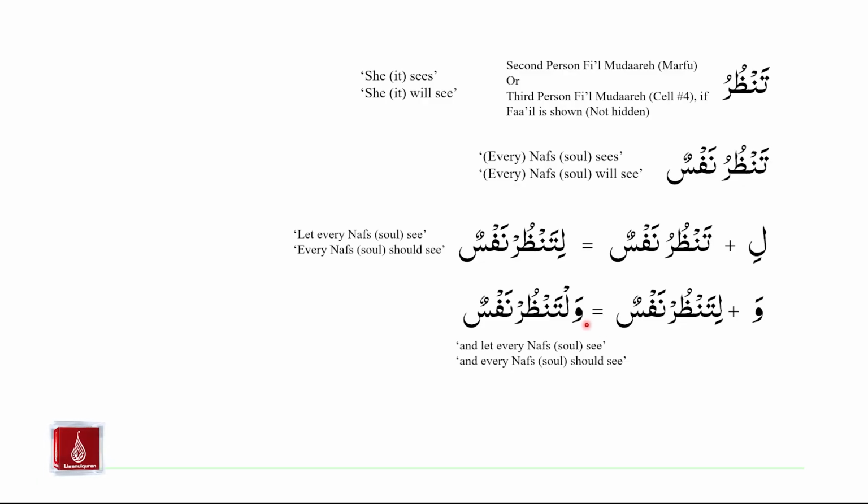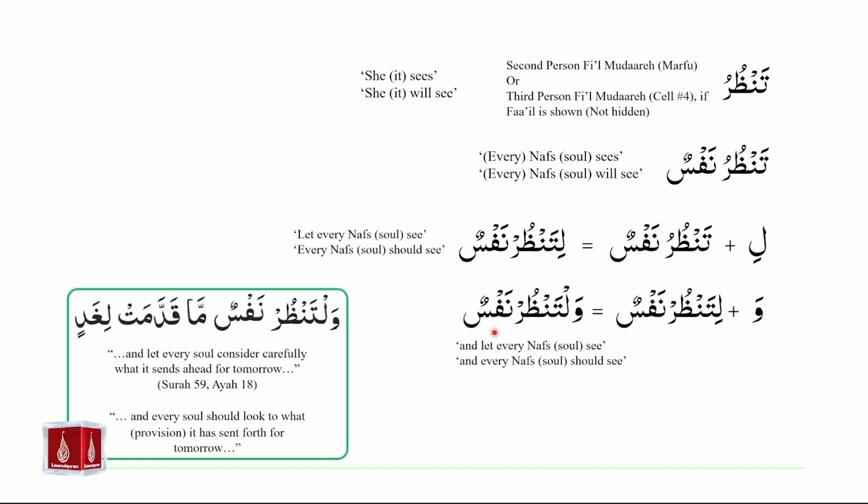We see an example of wal tanzur nafsun in the Holy Quran, Surah number 59, ayah number 18. And let every soul consider carefully what it sends ahead for tomorrow. And every soul or every nafs should look to what provision it has sent forth for tomorrow. In this ayah, we clearly see the use of wal tanzur nafsun.